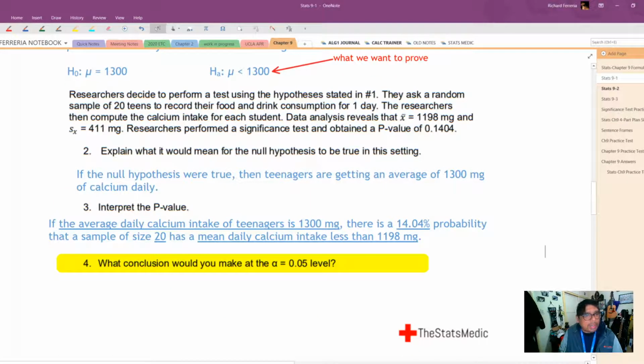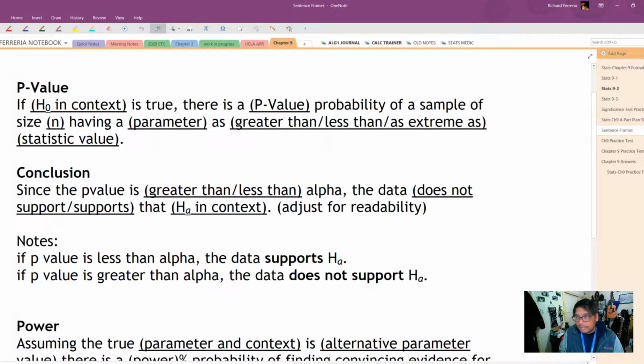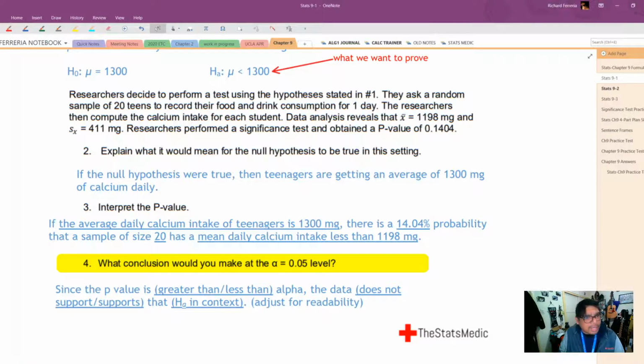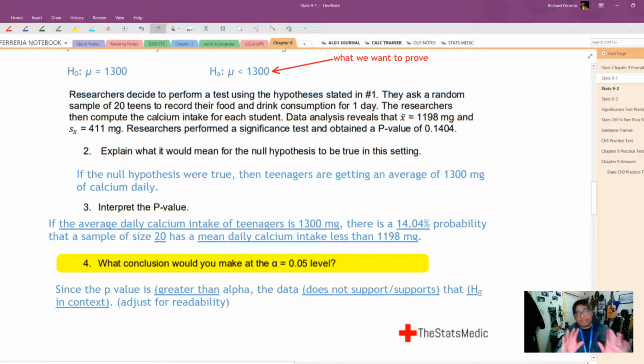What did we conclude at the 5% level? Well, I think our p-value is bigger than 5%. So we cannot say that the null hypothesis is incorrect. Now there is a sentence frame for a conclusion here, and we're going to copy and paste that. Okay, so we got a p-value that was greater than alpha. And then read the next part carefully. The data does not support the alternative hypothesis.